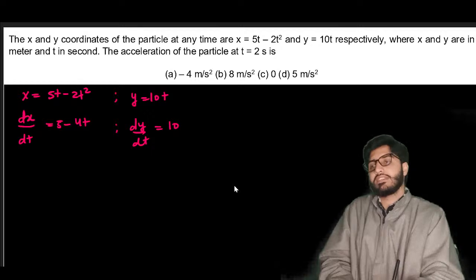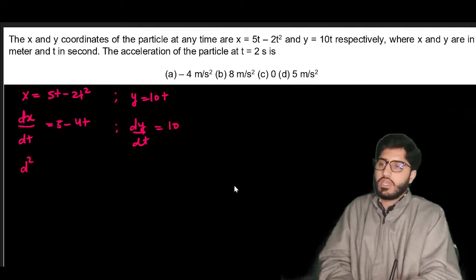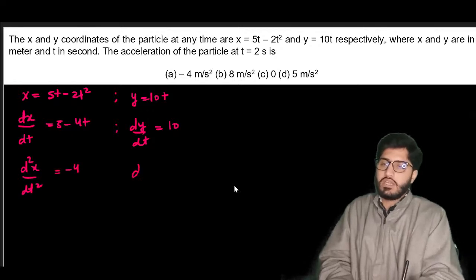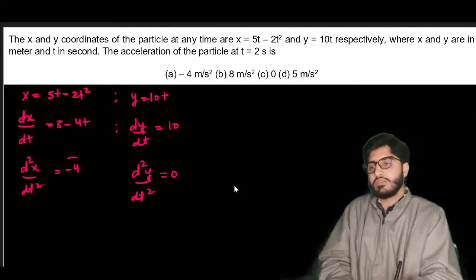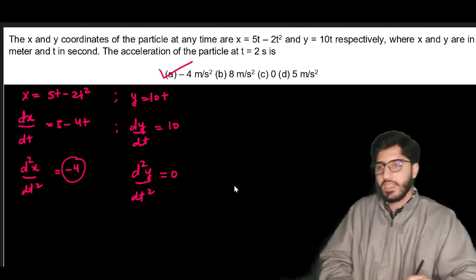Now one more differentiation for acceleration. d square x by dt square came out to be minus 4 only. Here d square y by dt square is 0. So my acceleration is minus 4 only. Done?